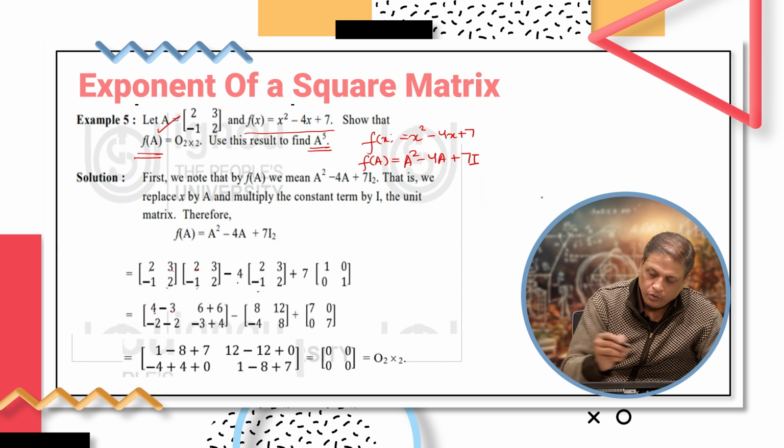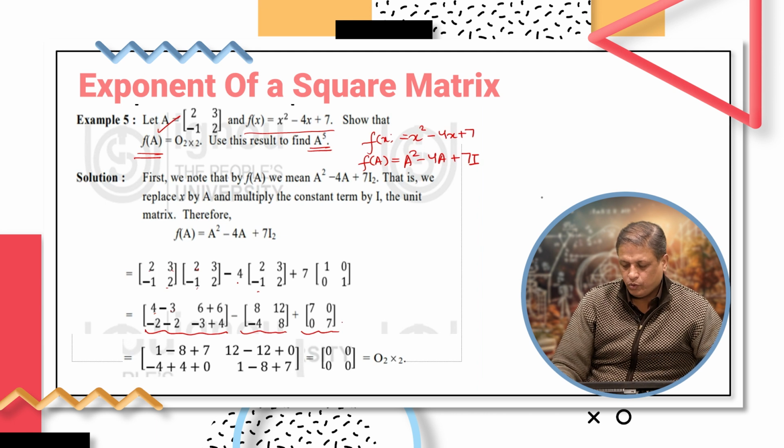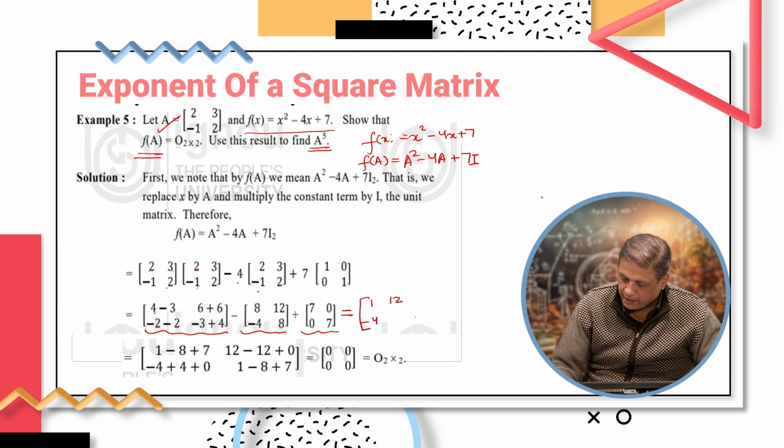4A and 7I2, and you will find that the result is A square, this is 4 into A, this is 7 into I. So you will find that A square turns out to be 1, 12 and minus 4 and 1. Further minus, so this should be 8, 12, minus 4 and 8. So you will get these values. Apart from this, plus 7 times the identity matrix is there.